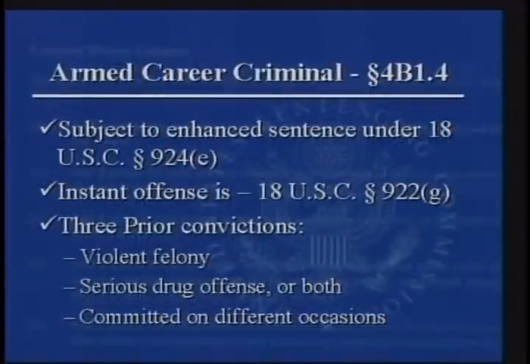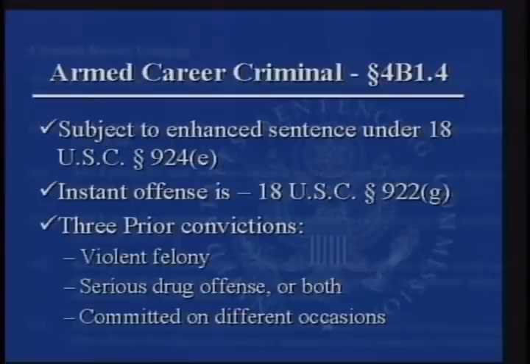So we'll see that individuals who may qualify as an armed career criminal are slightly different from those who qualify as career offenders. First off, a defendant must be subject to an enhanced sentence under 18 United States Code Section 924E, and the instant offense of conviction must be a violation of Title 18 United States Code Section 922G for the defendant being a felon in possession at the time of the instant offense. And unlike the career offender guideline, armed career criminals must have three prior convictions to qualify, and they must be violent felonies, serious drug offenses, or both, or some combination thereof, and they must have been committed on occasions different from one another.